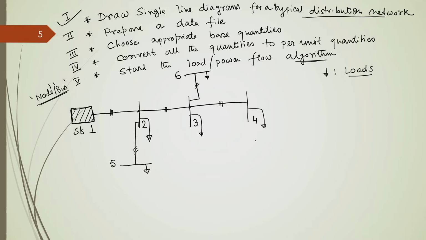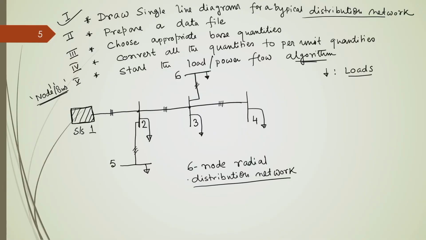So, we can call it a 6 node radial distribution network. Okay. So, it is a 6 node radial distribution network. Okay. And when you have a radial distribution network, if you have n number of nodes or buses, then there will be n minus 1 number of lines.